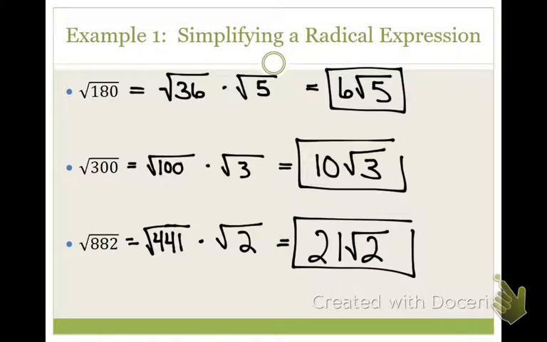And an acceptable answer is not, oh, well, that's what my calculator told me. Oh, just look at your calculator. No, you need to understand why. 21 is on the outside because I could take the square root of one of the factors of 882. Does that make sense? Okay.